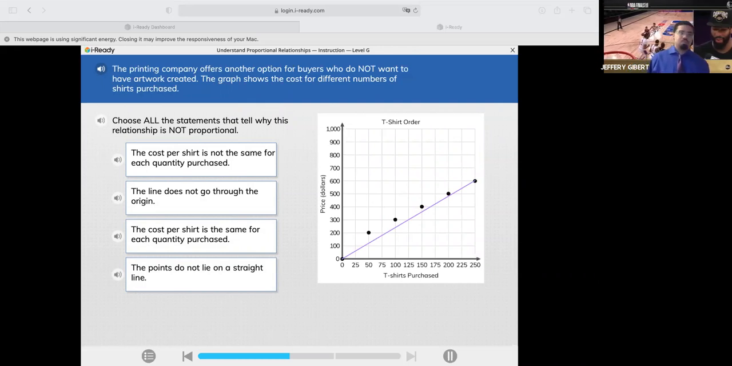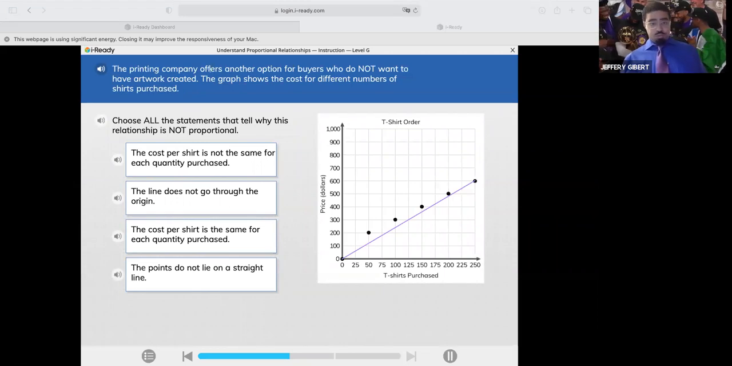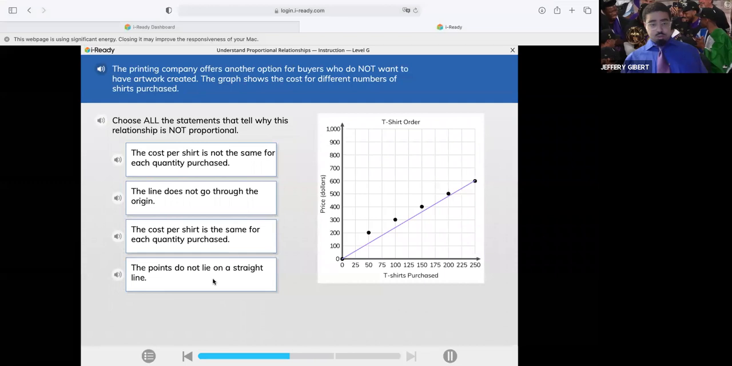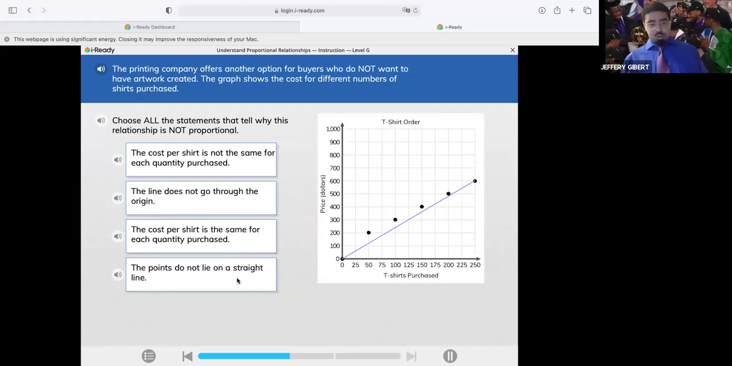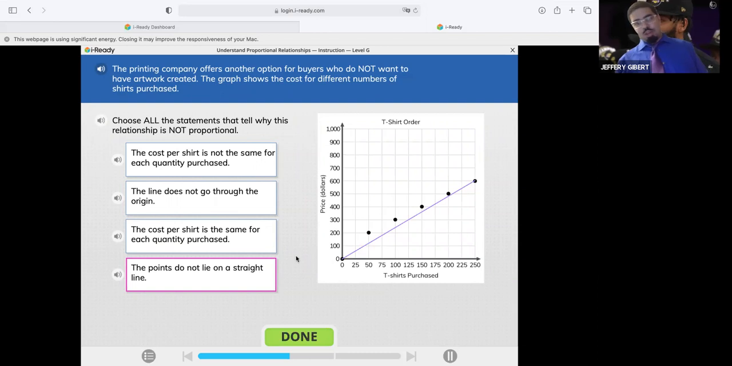It does not go in a straight line, and the quantity per shirt is not the same. All right, so it's obvious why it's not a straight line because we drew the line and the points aren't on there. But how did you know that the price is not the same?